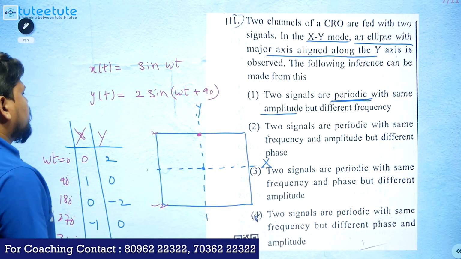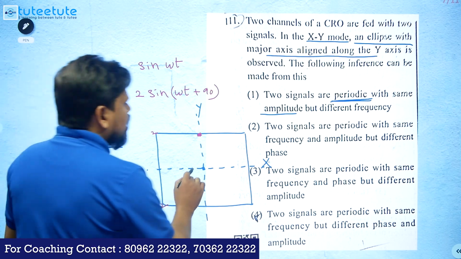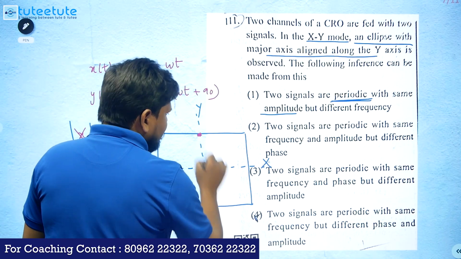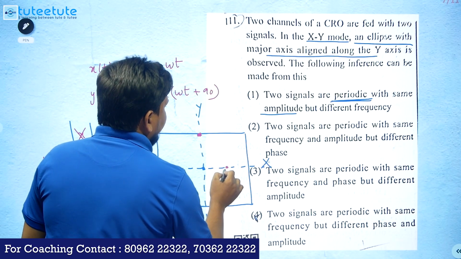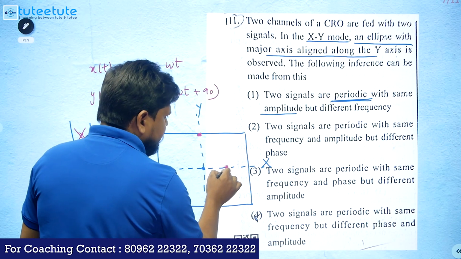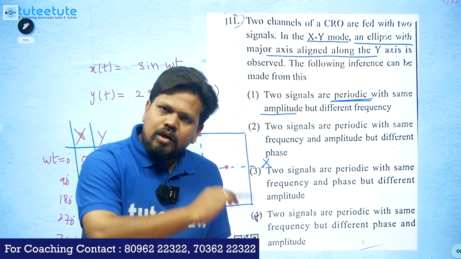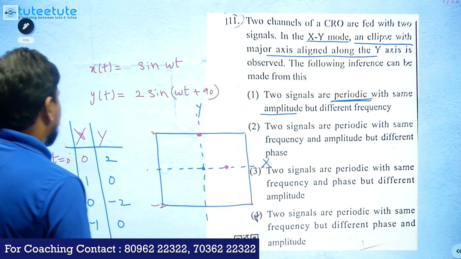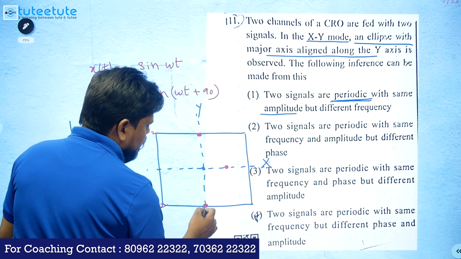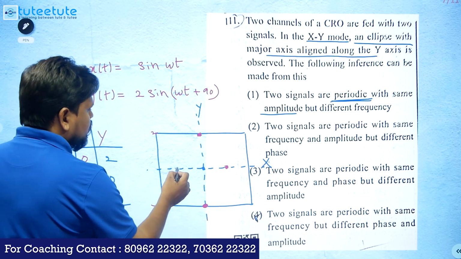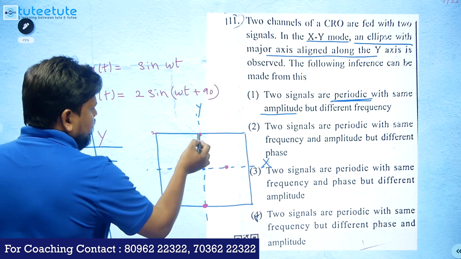Next, on the x-axis 1, on the y-axis 0. This is the second point. Remember, this is the first point, this is the second point. However we are noting down the points, like that only we have to draw the Lissajous figure. Next one, 0 and minus 2: on the x-axis 0, y-axis minus 2, the third point. The next point you will get is minus 1, comma 0. The fifth point is again this one.